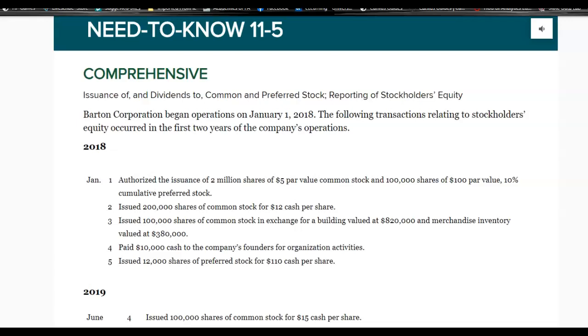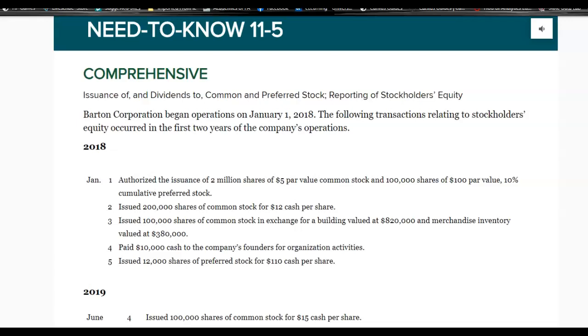First, let's take a look at the January 1st. It says authorize the issuance of 2 million shares of $5 par value common stock and 100,000 shares of $100 par value 10% cumulative preferred stock. So I'm going to stop us right there and make sure that everybody is well grounded in what those transactions mean. First, authorized just means the company has made those shares available. So in essence, if you think about it, is there anything here that needs to be recorded in the accounting records? Your answer should be no, okay?